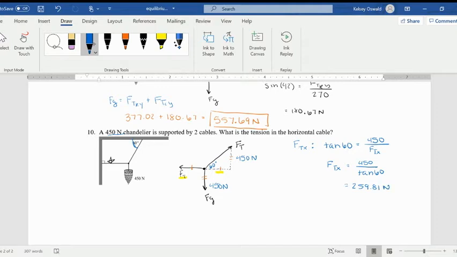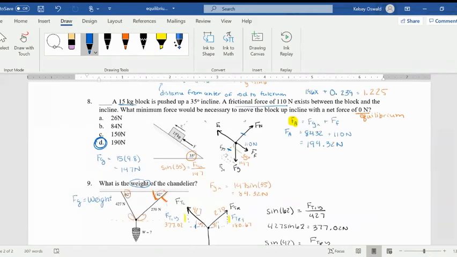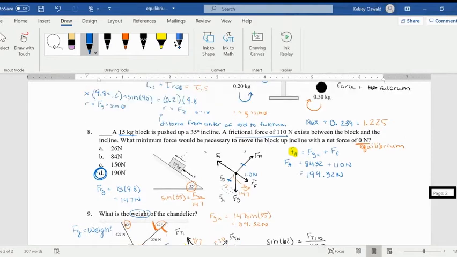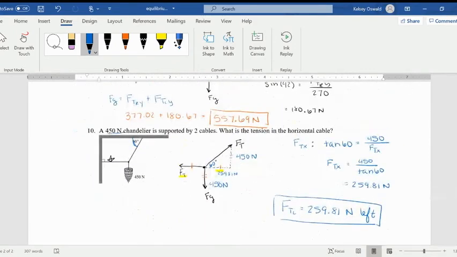That means if our x component, or rightward force, is 259.81 newtons, that tension in the horizontal cable also has to be 259.81 newtons. Only difference is that's going to be pulling to the left. So make sure you always add a direction to your force. And we should actually add that back in here. That should be 190 newtons uphill. So whenever you write an answer for a force, make sure you also include direction.